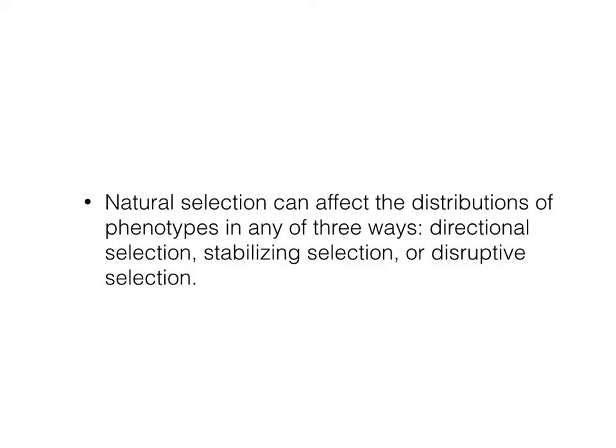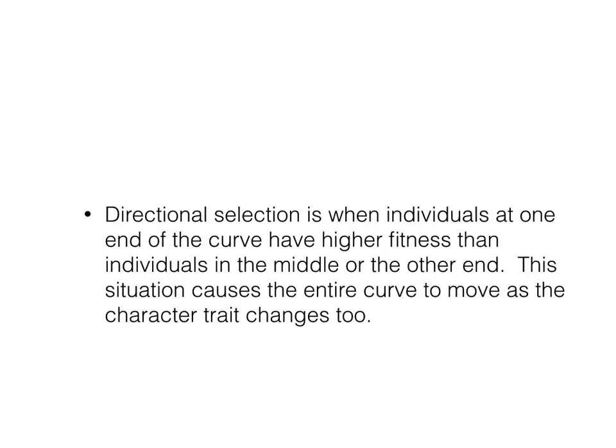Now, natural selection can affect the distribution of phenotypes in any of three ways: directional selection, stabilizing selection, or disruptive selection. Directional selection is when individuals at one end of the curve, looking at the population as a bell-shaped curve, have higher fitness than individuals in the middle or the other end. This situation causes the entire curve to shift as the character trait changes, so it shifts towards either of the far ends.